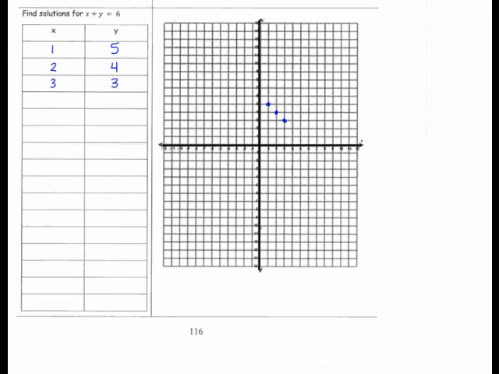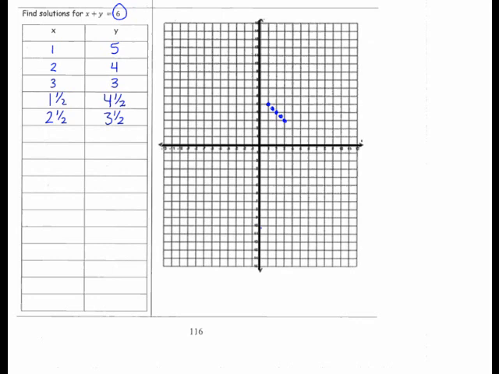Let's use some fractions. Let's use 1.5 and 2.5. If x is 1.5, then y will be 4.5 because they have a sum of 6. If x is 2.5, y will be 3.5. Let's graph those ordered pairs. (1.5, 4.5). (2.5, 3.5). It appears that our solutions are forming a line.